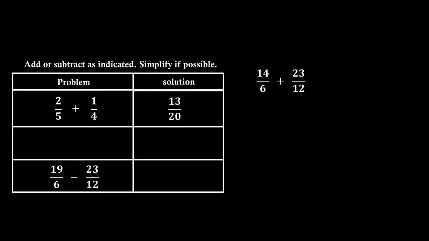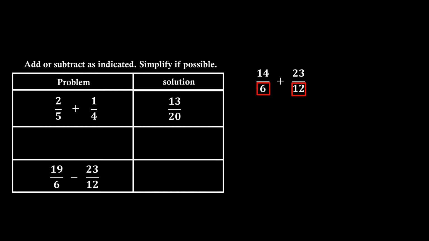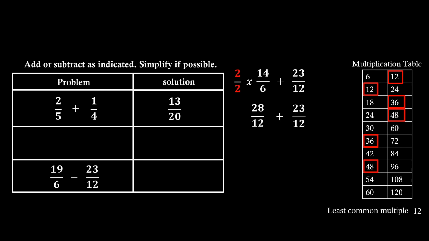Next, we have 14 over 6 plus 23 over 12. If we look at the denominators, we can see that 6 and 12 have 12 in common, 36 in common, and 48 in common. The least common denominator would be 12. So, if we multiply 14 over 6 by 2 over 2, we get 28 over 12. And since the other fraction has 12 in the denominator already, we can just bring it down. Now, since the denominators are the same, we can add up the fractions to get 51 over 12.